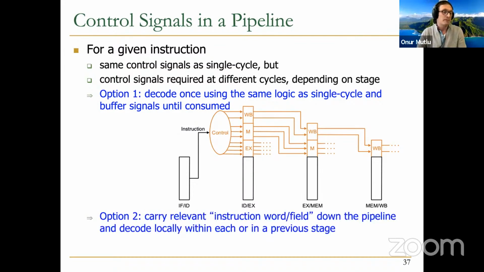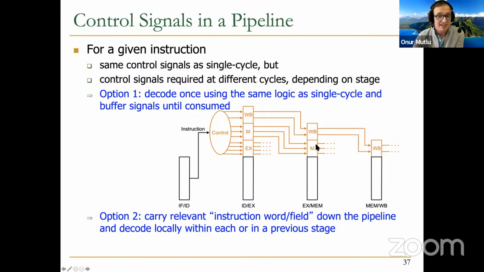But the other approach, this is not the only approach. Like in computer architecture, there are many trade-offs, right? But you don't need to decode the instruction right away fully. You decode partially in each stage. That's the second approach. I don't show the picture here, but carry only the relevant instruction word or field, part of the instruction register in the pipeline, and decode locally within each stage or in a previous stage. So basically decode on demand, let's say, just in time decode, in other words.